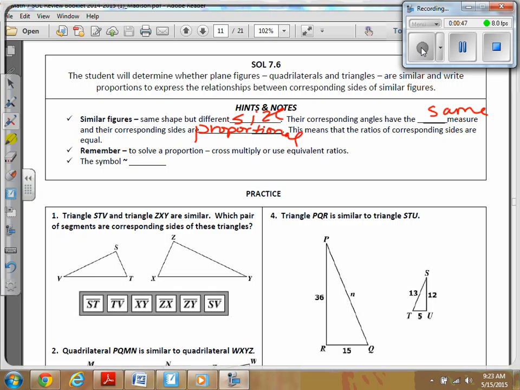What does that little symbol mean? It means similar. I also want you to know that this symbol means congruent. So make sure you have those written down in the little note section at the top of your paper.